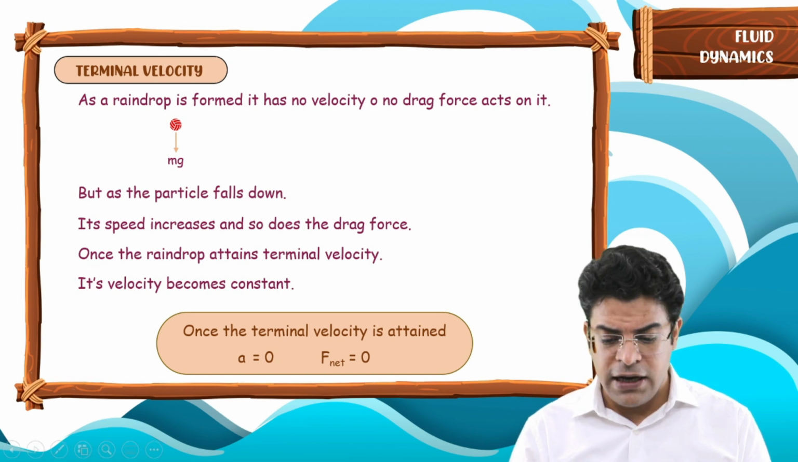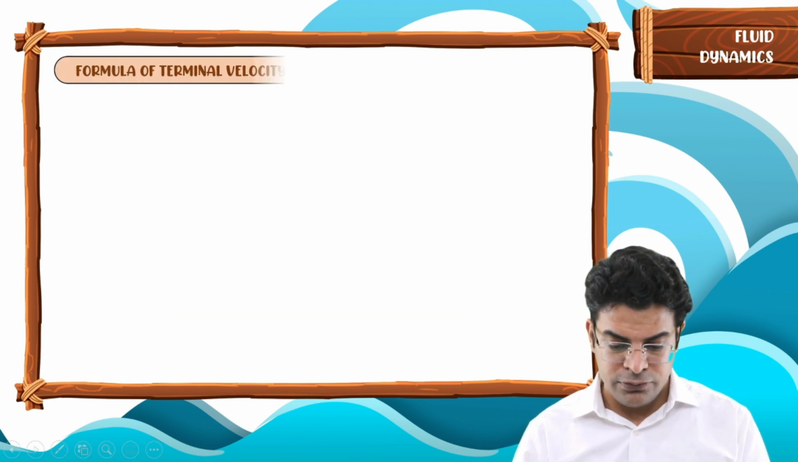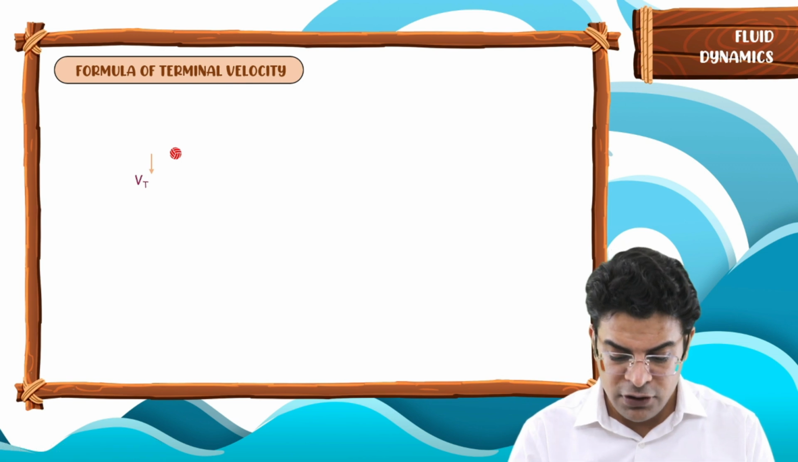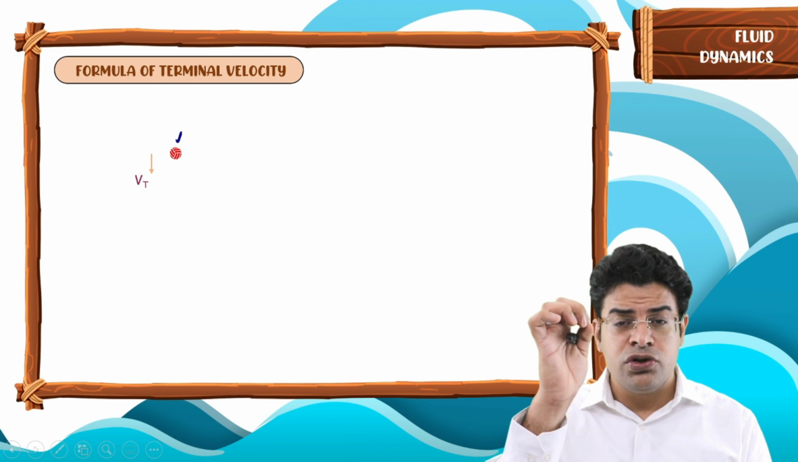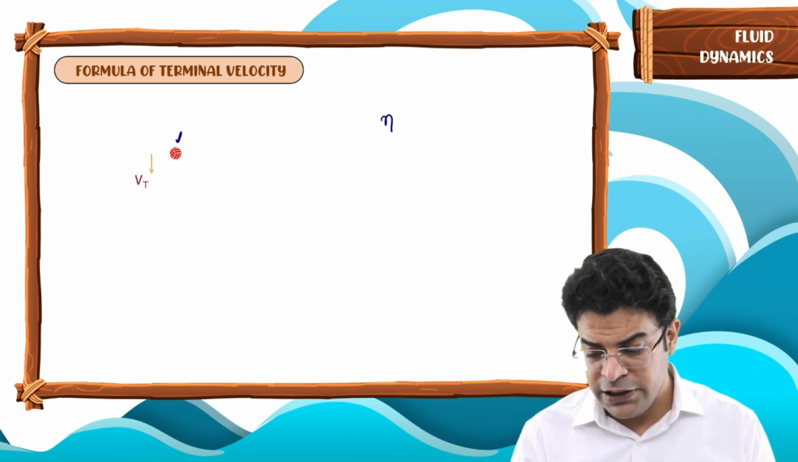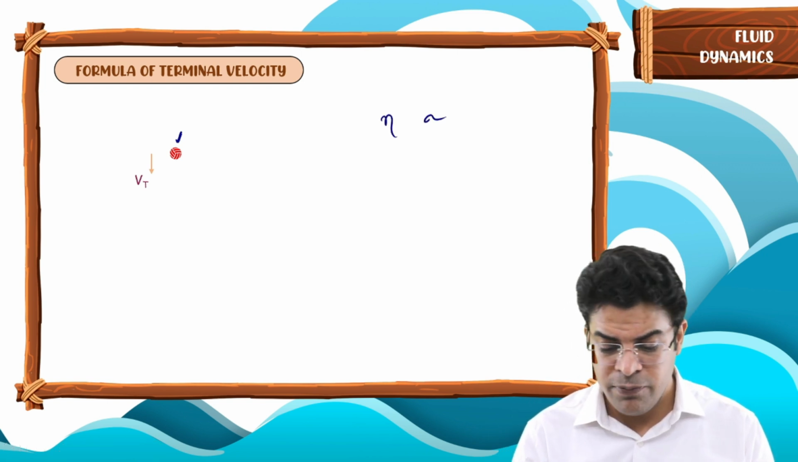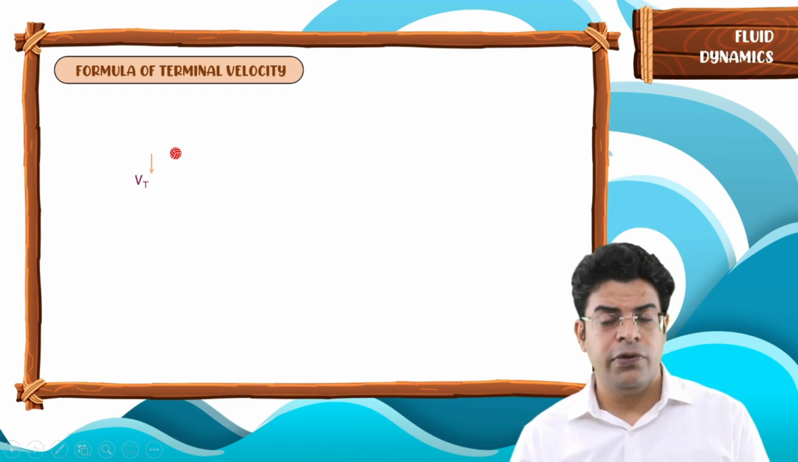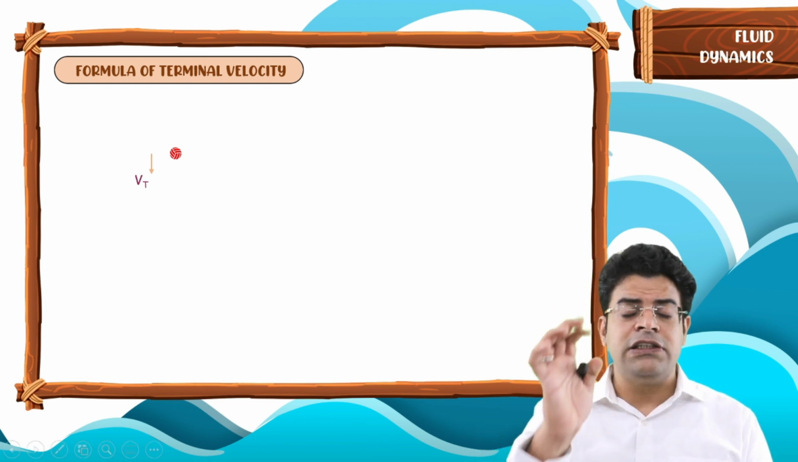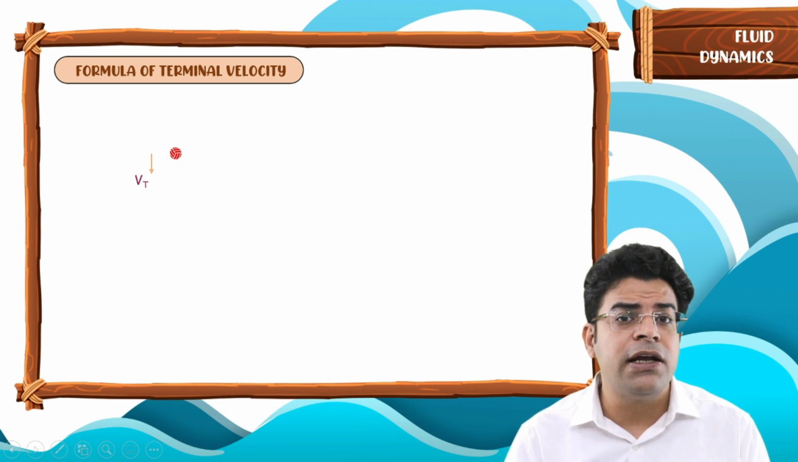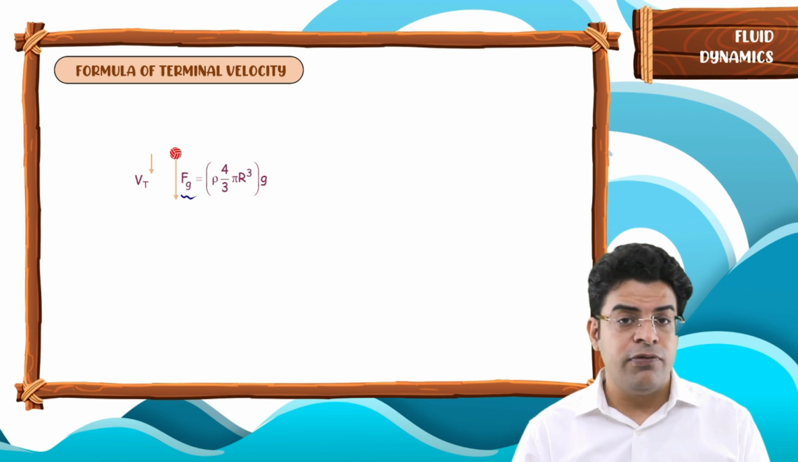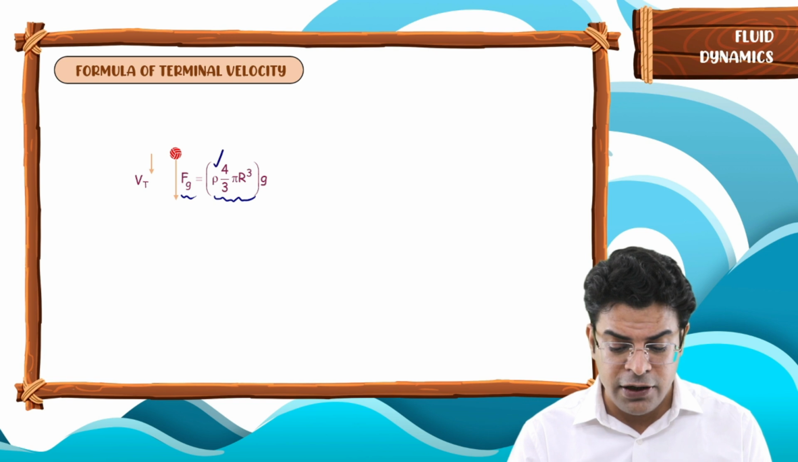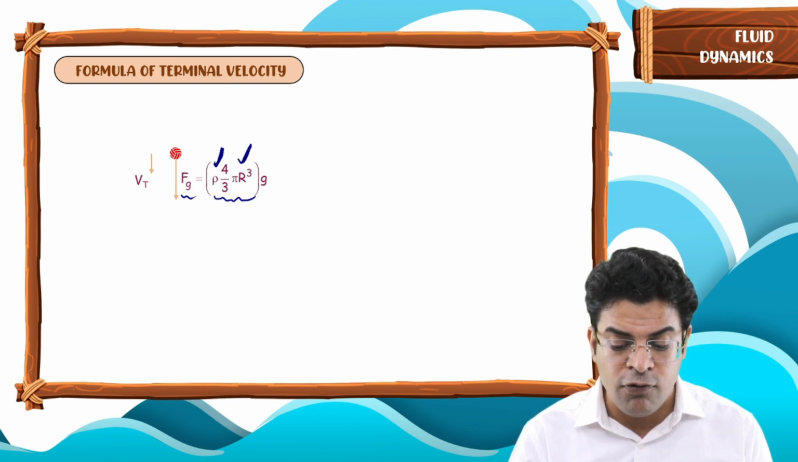So now deriving the formula of terminal velocity. Let's say there is this raindrop or particle which falls through a fluid of viscosity eta having density sigma with a terminal velocity Vt. When the particle falls down with this terminal velocity, what will be the forces acting on this particle? So there has to be the force of gravity, and the force of gravity will be equal to mg. And the mass of this object can be written as the density of the object multiplied by the volume of the object.